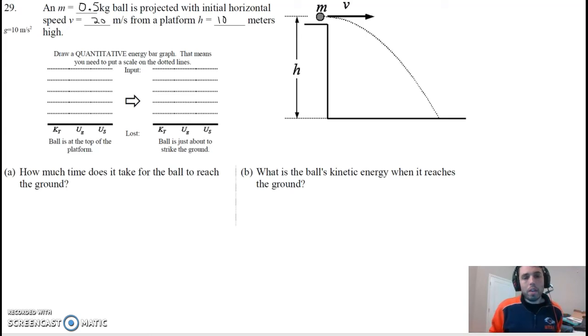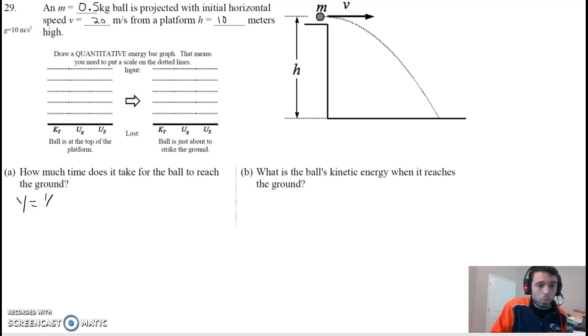So this one, we have a ball being projected horizontally with a speed of 20 meters a second from a platform 10 meters high. This is very similar to the problem we had earlier, but we'll do one more just to make sure we're good. The first part of the question asks us, how much time does it take for the ball to reach the ground? This actually has nothing to do with energy at all. This is purely a kinematics problem.